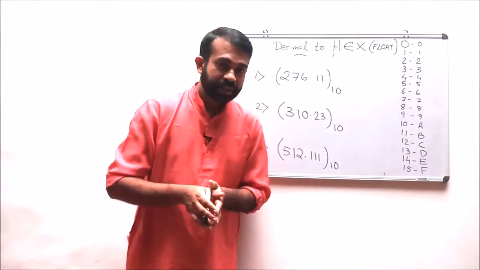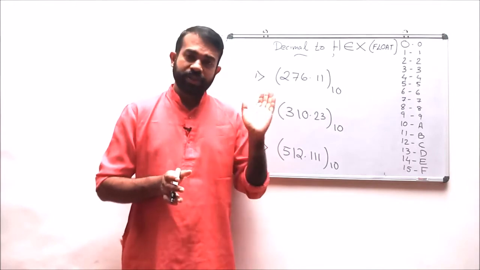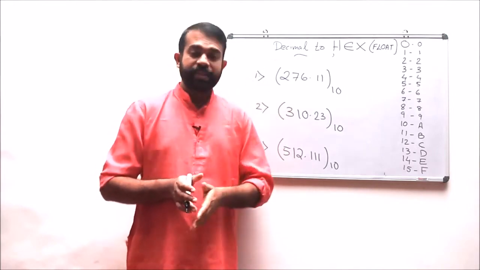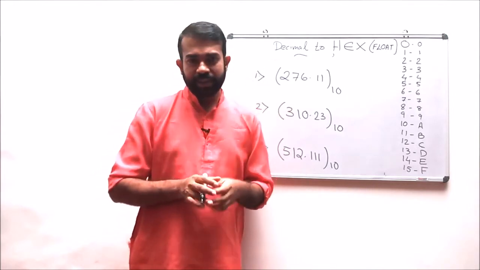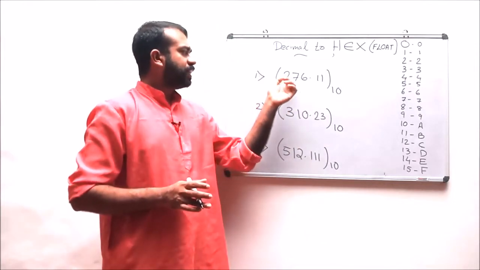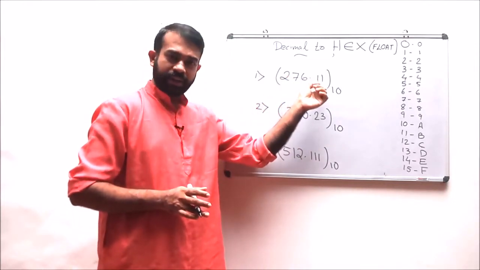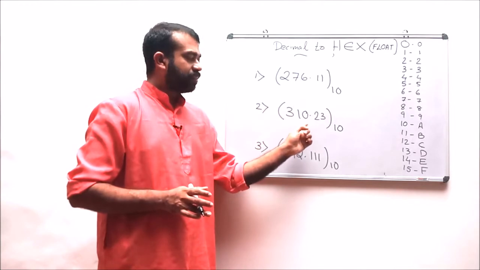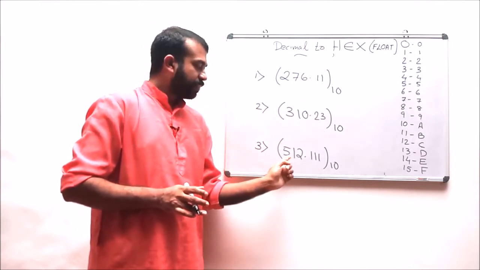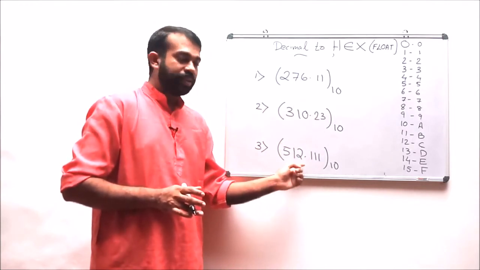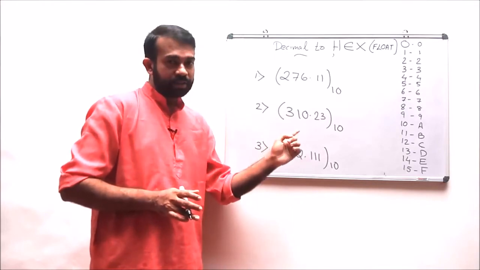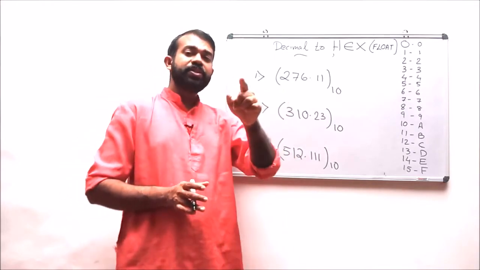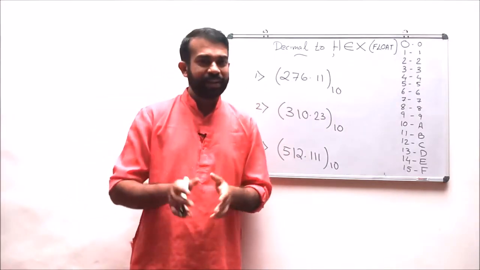So my dear students, kindly go through this assignment question. The question is to convert a decimal number into its hexadecimal equivalent. The numbers are 276.11, 310.23, and the third one is 512.111. So convert these decimal numbers into their hexadecimal equivalents.